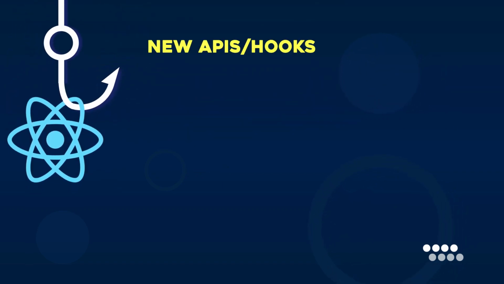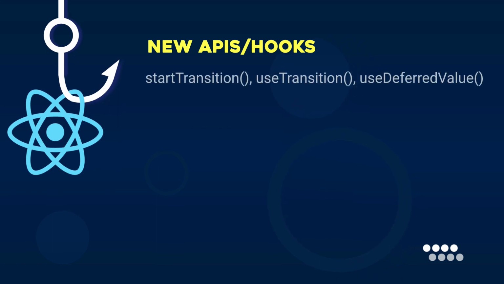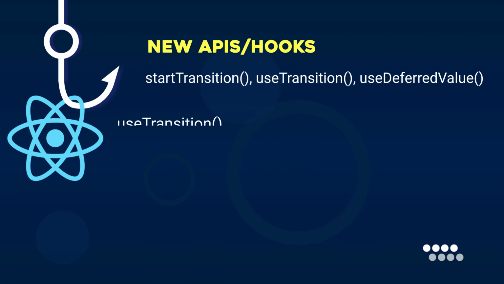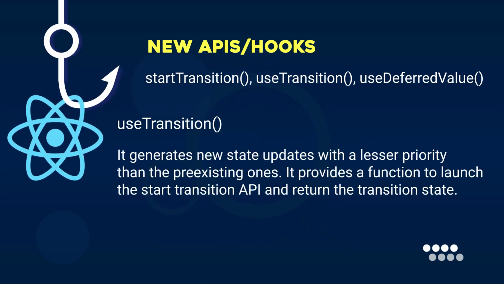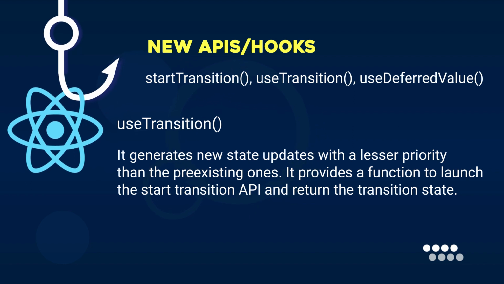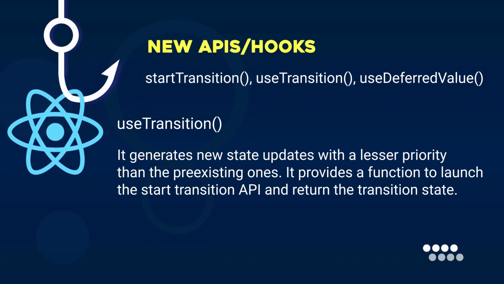The fourth feature in the list is new hooks. As we know, React features a few built-in hooks that can be used to carry out particular tasks at the developer's request. The following list includes some recently released hooks. useTransition. It generates new state updates with a lesser priority than the pre-existing ones. It provides a function to launch the startTransition API and returns the transition state.